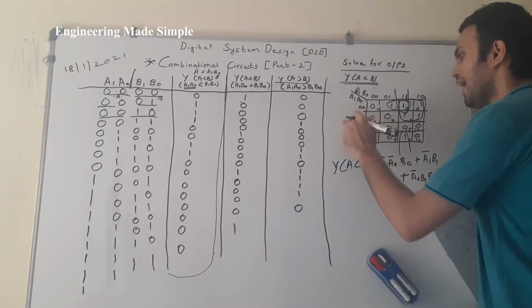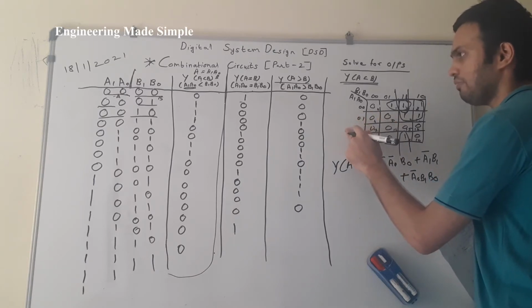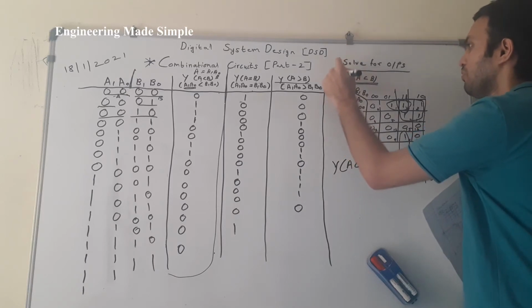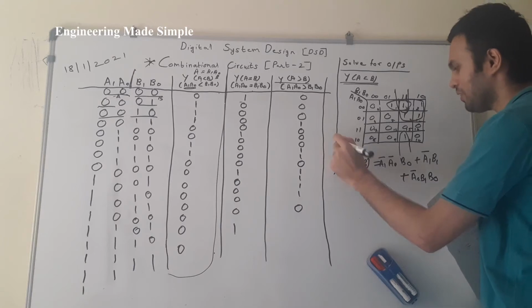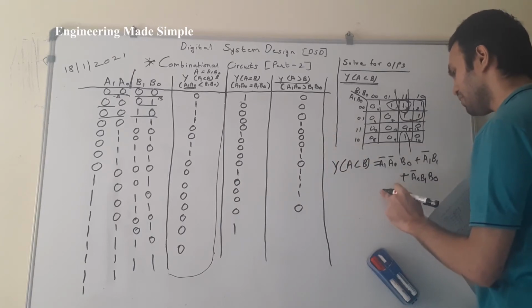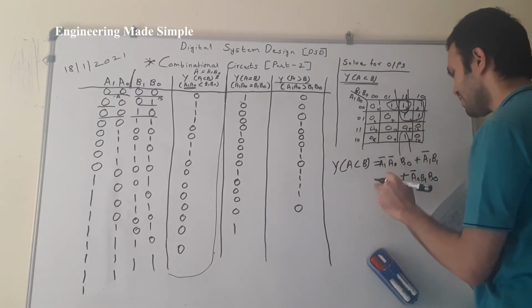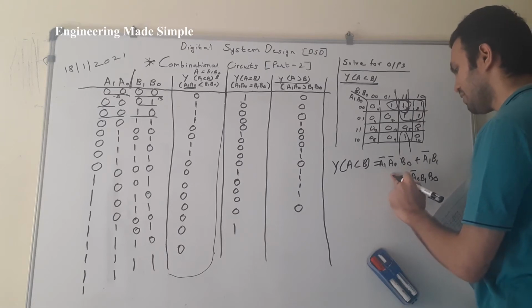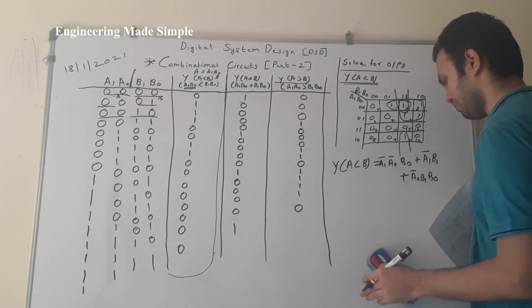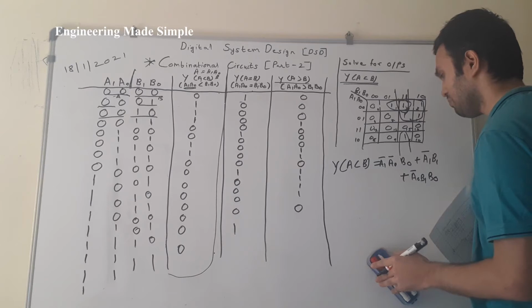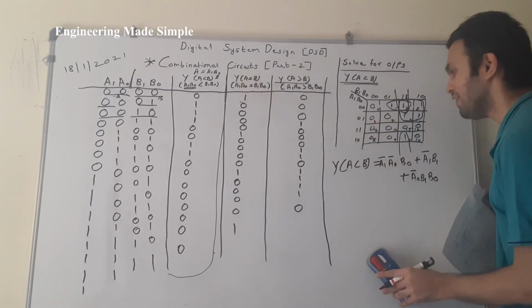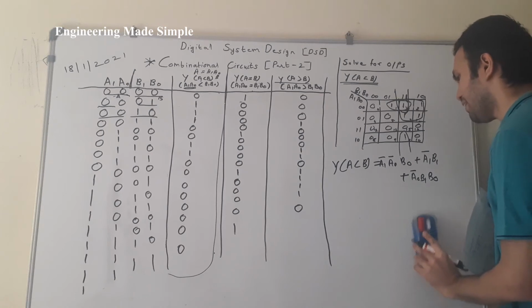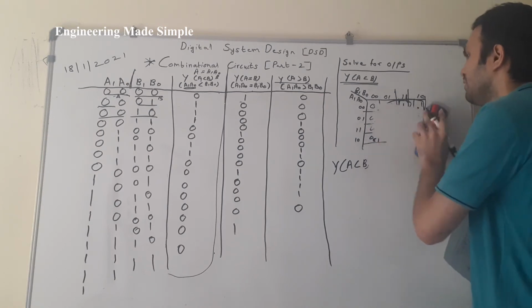Now if anybody has any doubt in K-map simplification, you can refer to my lecture on Karnaugh map simplification. That is in the playlist of digital system design. For the time being, this is the equation for Y is A less than B. Similarly, we have to solve for Y is A is equal to B. So I will solve that also over here.